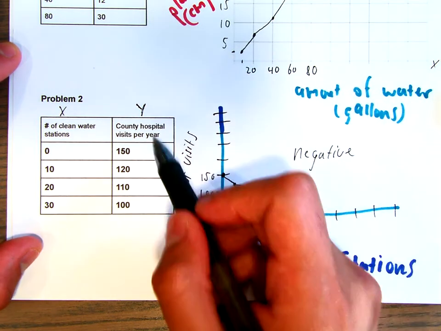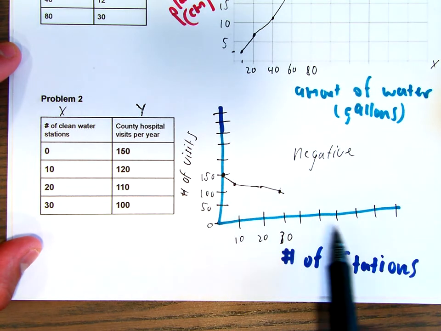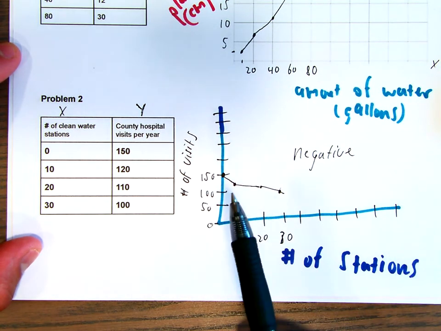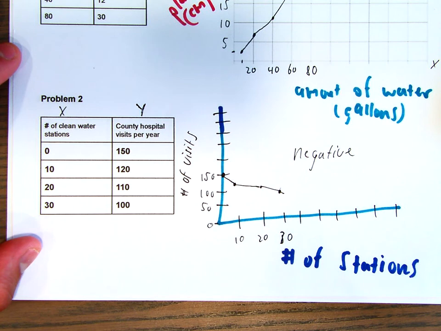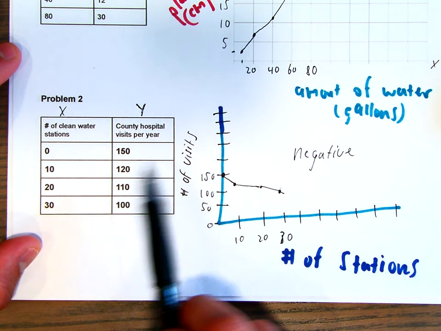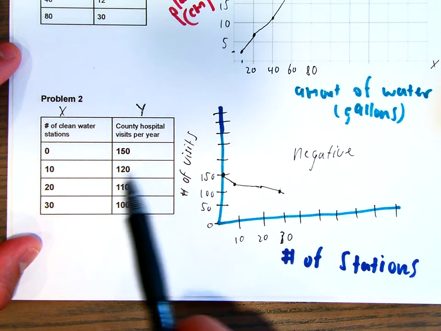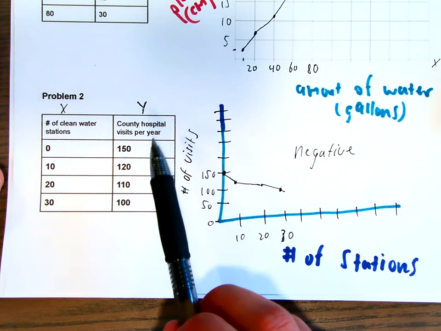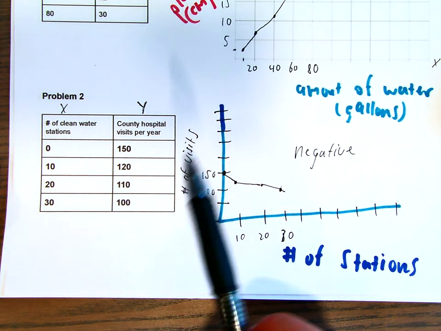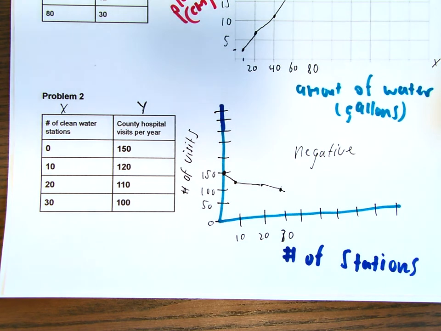And it goes down. So the more stations I increase, the fewer people I have visiting the hospital. That's what that graph is telling me. Okay? So that's really what you have to be able to do. You have to be able to plot. Sometimes the hardest part is figuring out which numbers go there. Okay? So that's pretty much it. And we'll go over the rest later on.